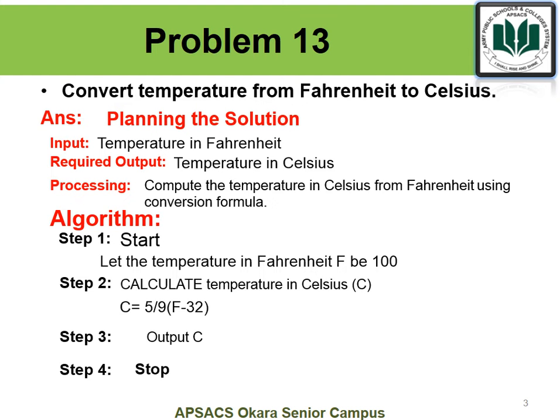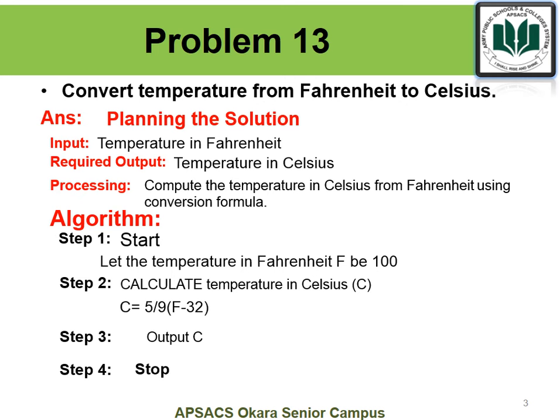So basically we will put the value of F here, 100, and then we will get the answer. F minus 32, 100 minus 32, will be 68. Then we will multiply 5 upon 9 with the 68 and we will obtain the answer, which will be our temperature in Celsius.